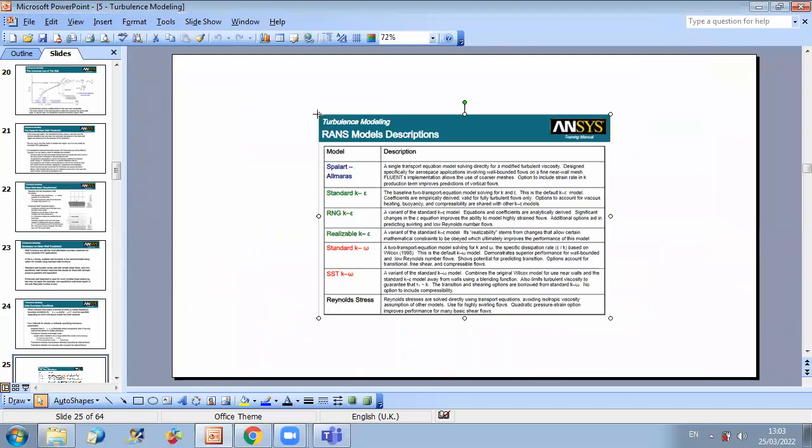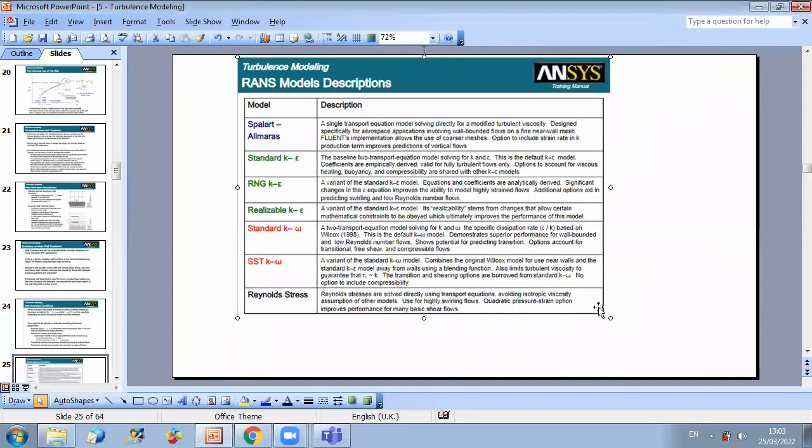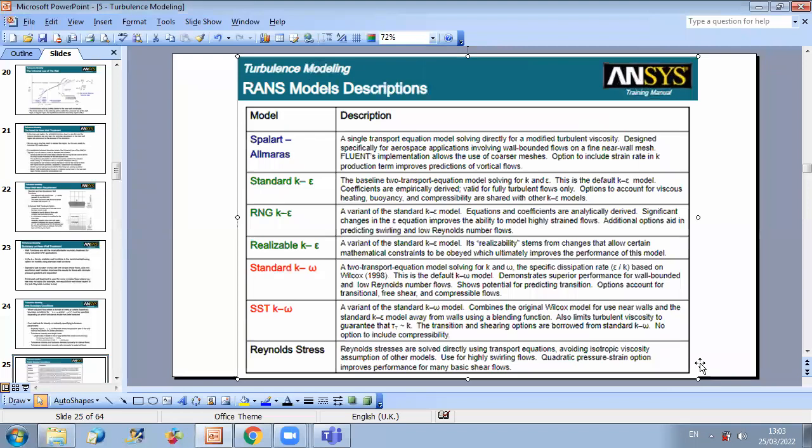Now here, in this slide, we will summarize the different models and the characteristics of each of these models. So first, we have, as we said, the Spalart-Allmaras model, a single transport equation model solving directly for a modified turbulent viscosity. It's designed specifically for aerospace applications involving wall-bounded flows with a fine near-wall mesh. Fluent's implementation allows the use of coarser meshes, and we have the option to include the strain rate in the K production terms to improve the prediction of vortical flows.